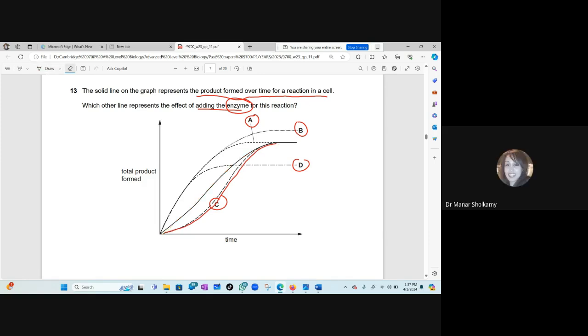I want everyone to participate. Now let's look at D. Compare D with this one. D, you have a faster rate of reaction, yes, but the total product produced is less. Is D correct? No. Now A, I have a faster rate of reaction and then the same amount of product. Is A right or wrong? Right. Yes, A is correct.